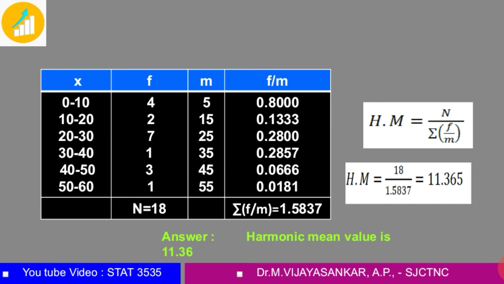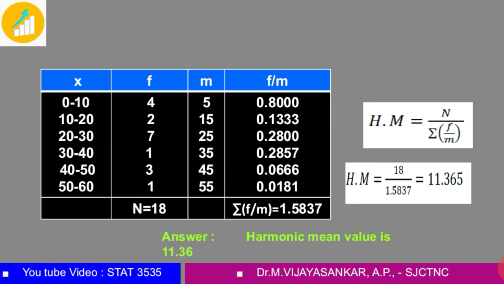F by m: we get 0.800, that is 4 divided by 5 we get 0.8000. 2 divided by 15 we get 0.1333. 7 divided by 25 we get 0.28000. 7 divided by 35 we get 0.2857. 3 divided by 45 we get 0.0666. 1 divided by 55 we get 0.0181.